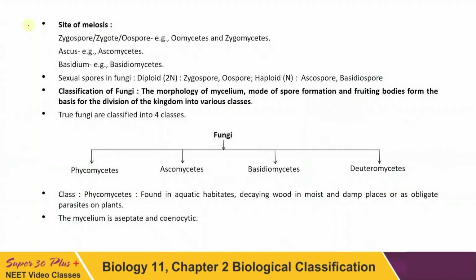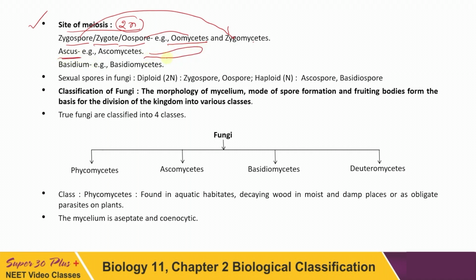Come to the next. Site of meiosis, in general: it may be the zygospore, which is also a 2n structure. Zygote or oospore, all these are diploid structures. So meiosis can take place in zygospore, zygote or oospore, depending on the type of group of fungus. In the case of oomycetes, it is oospore or zygote, while in the case of zygomycetes, meiosis will take place in the zygospore. In the case of Ascomycetes, it will be in the ascus.